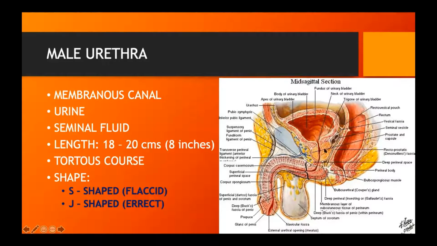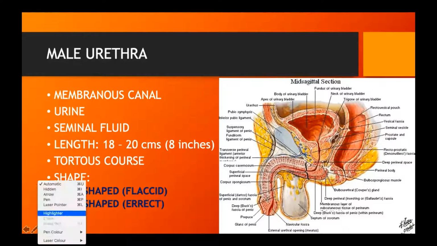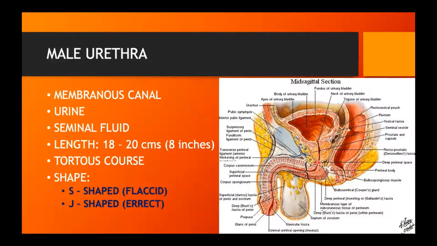You can see here, this is the urinary bladder. In the neck of the bladder, you can see the urethra is beginning here. It crosses the prostate gland and reaches the penis, and then opens at the tip of the penis, the glans of the penis. This is somewhat S-shaped, because in this picture the penis is flaccid.